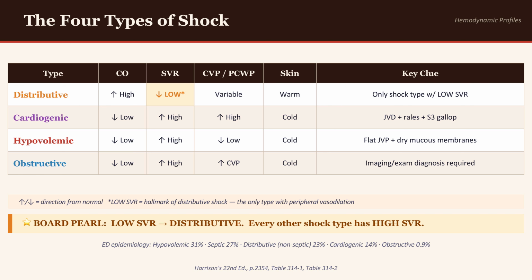In tamponade and tension pneumothorax, the ventricles are structurally normal but can't fill. In massive PE, the blockage is in the pulmonary vasculature, and you'll see acute right ventricular dilation and failure from the sudden afterload. Here is the board pearl you need locked in. Low SVR equals distributive, period. Every other type of shock has high SVR. If a board question tells you the SVR is low, you don't need to read another word. The answer is distributive.